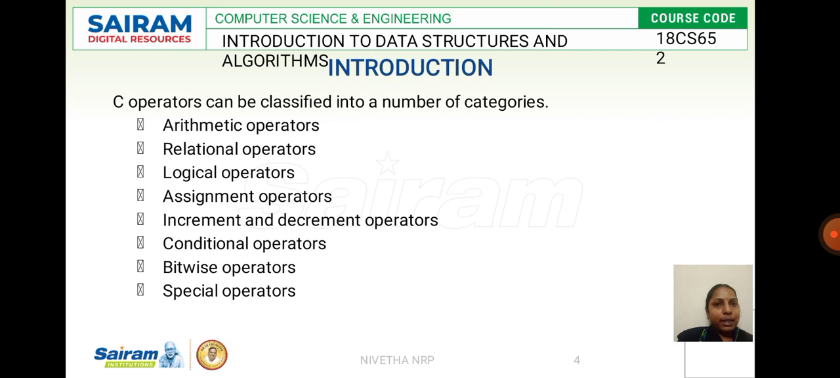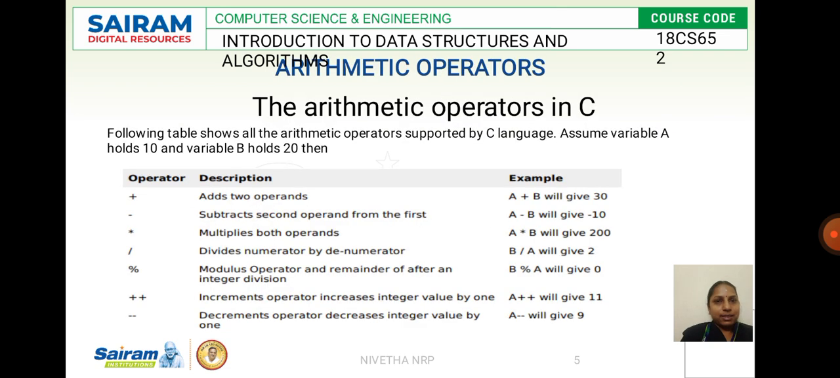First is the arithmetic operator, then the relational operator, then the logical operator, followed by assignment operators, then increment and decrement operators, then conditional operators, then bitwise operators, and finally special operators. We'll discuss them one by one. First we'll see arithmetic operations in C.